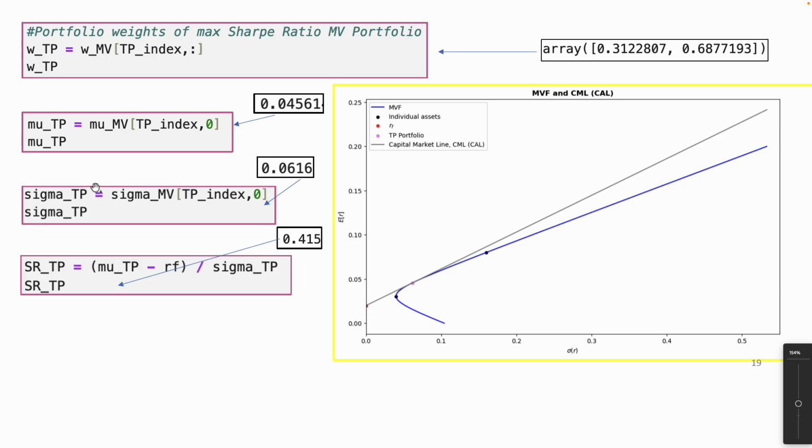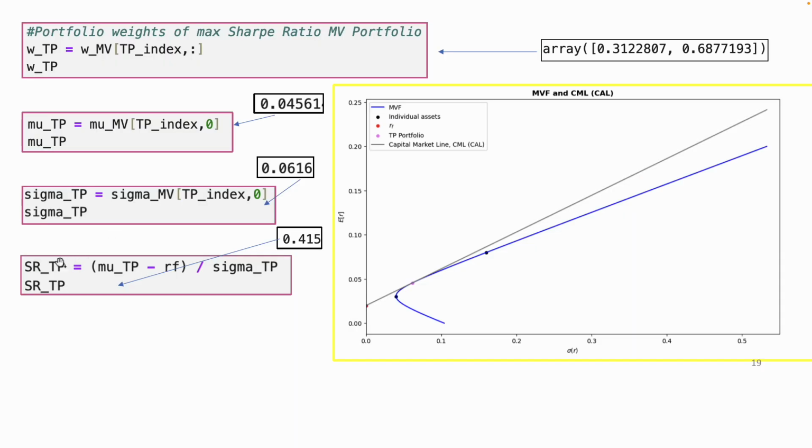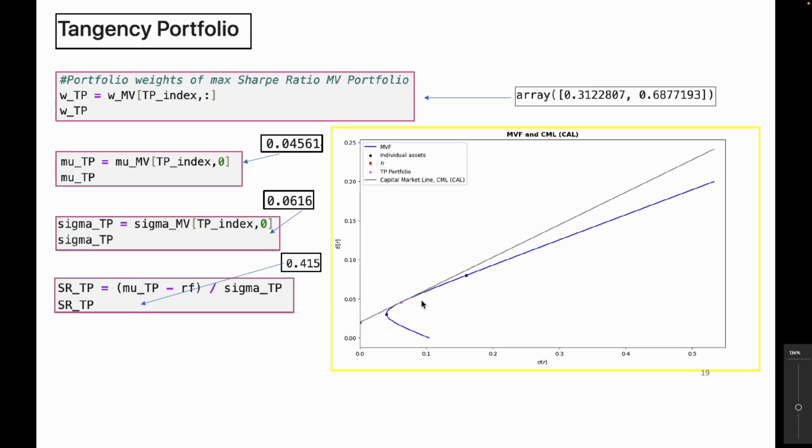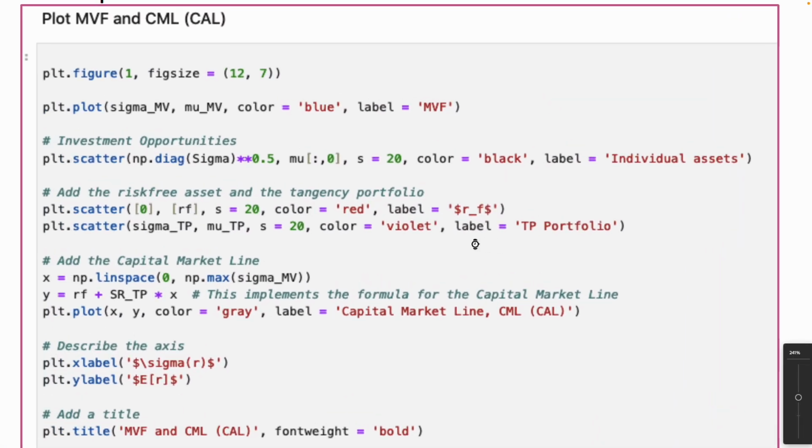Then I compute the volatility also by getting the 91st element out of the column vector for sigma MV. And then I can compute the Sharpe ratio. So I know that the Sharpe ratio TP will be 0.415. Okay. So now I have everything I need in order to characterize the linear line in my figure. So that is what I'm doing here.